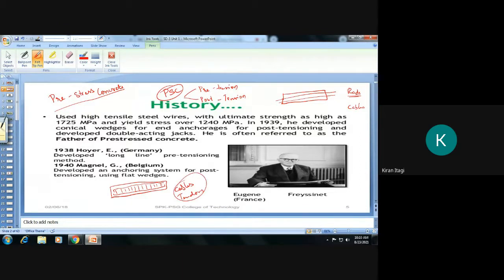We will see further, but now just remember that if you are giving tension to the rods initially, that is called pretension. If you are providing the tension afterwards, that is called post tension. So we will study about this very deeply in further slides. So the thing is, don't confuse pretension and post tension. Okay, keep it in mind.